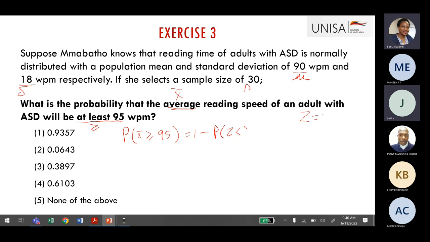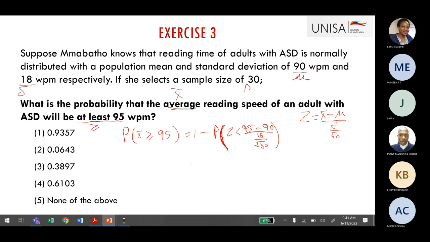Remember, our Z is given by your sample mean minus your population mean divided by your standard error. And we can use that formula. So our 95 minus our population mean of 90, divided by standard deviation 18 divided by the square root of sample size 30. One minus the probability. You can see that I'm making my life miserable by putting the one minus, but I will always remember that I need to subtract from one.